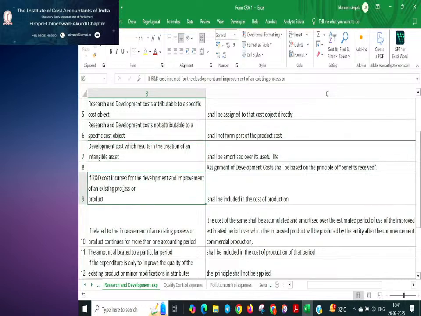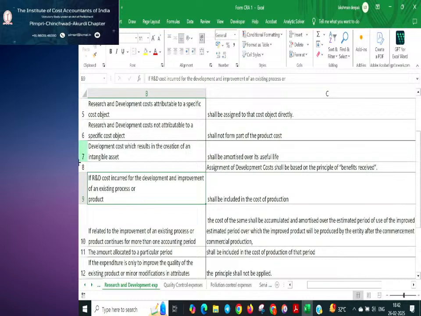If R&D is incurred for the development and improvement of an existing process or product, that is, a product you are already making and it is going to be an add-on to the existing product, then how should it be treated? It shall be treated in the cost of production directly. So the product that you are producing, you are renovating it, innovating it. In that case, you have to add it into the cost of production because it is already related to a product which you are manufacturing.